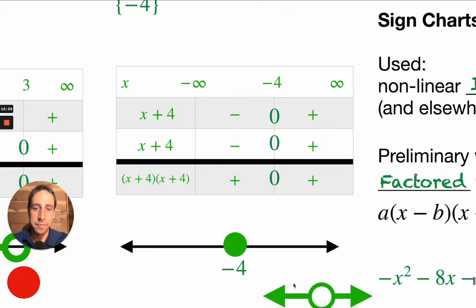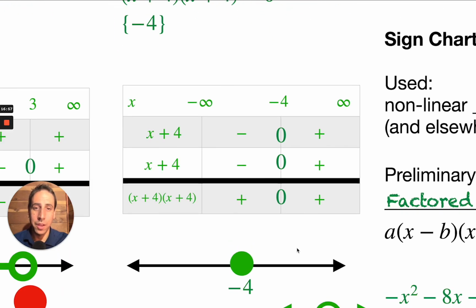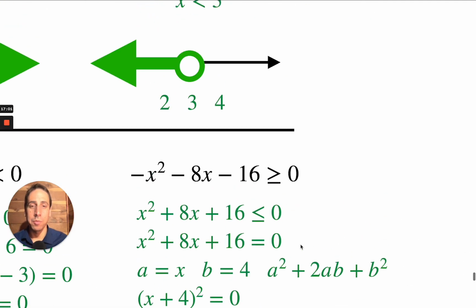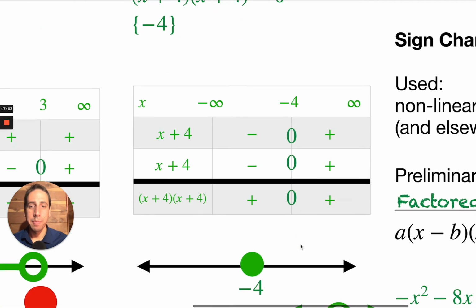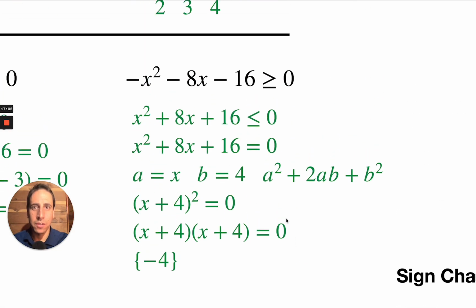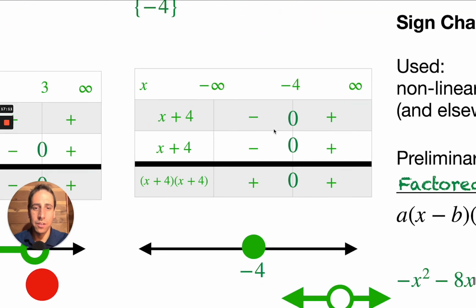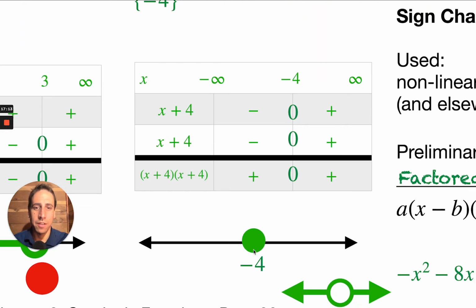And so what we're looking for is, when is this particular inequality here going to be less than or equal to 0? And we can see that it's only less than or equal to 0 here at -4.